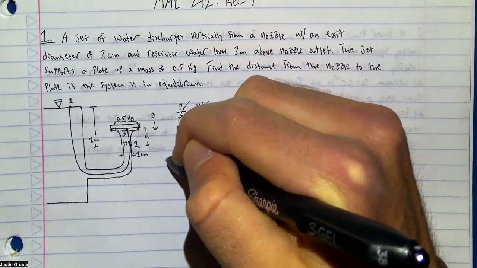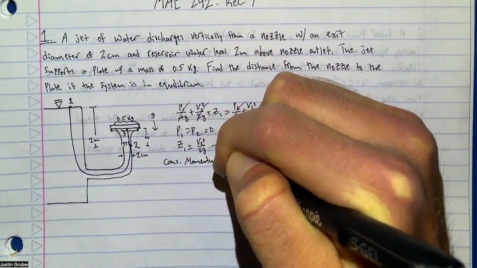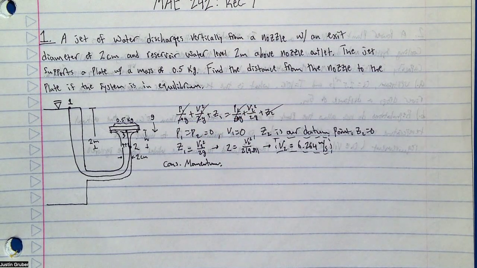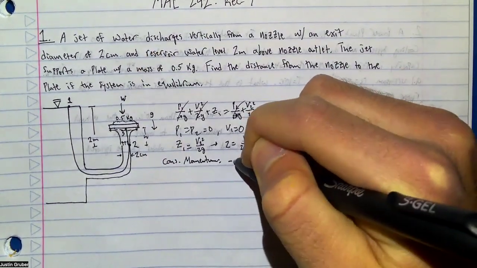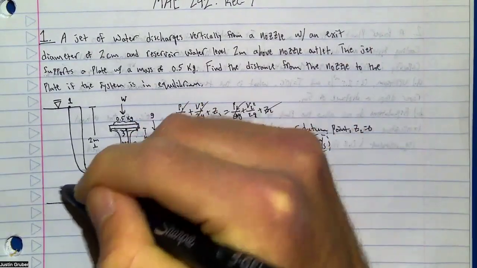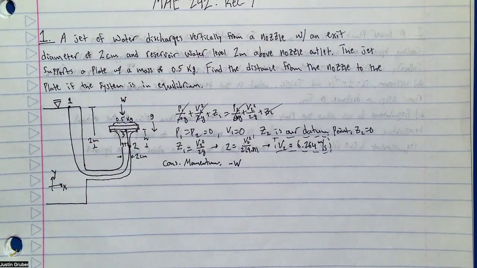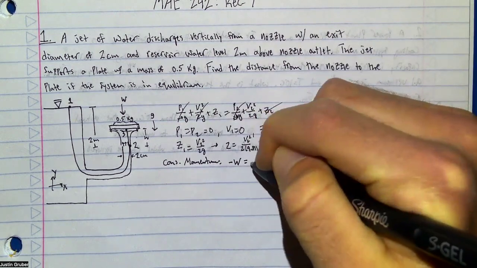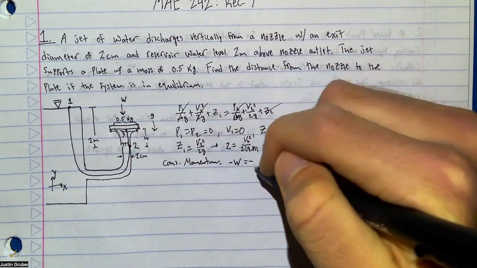So let's do our conservation of momentum. And I'm not going to write the whole thing out. You guys get the idea. On the left-hand side, the only external force we have is the weight of the plate pushing down, right? So we have negative W, and we have our coordinates here. And we don't care about anything in the x direction, right? We're assuming that the plate can't move left and right. It's just moving up and down. So we have negative W equals, we have just one inlet because those outlets are in the x direction, so we don't care about them.